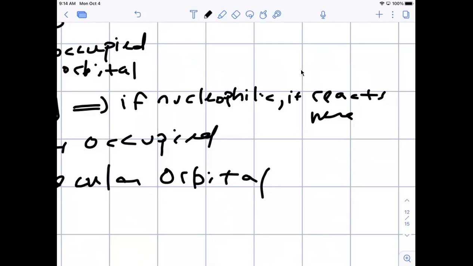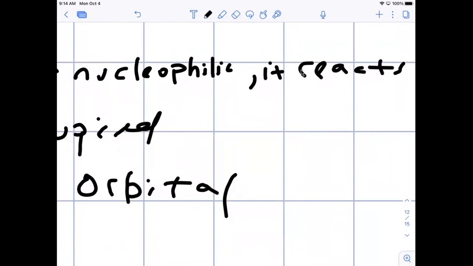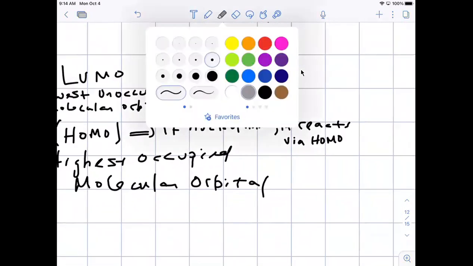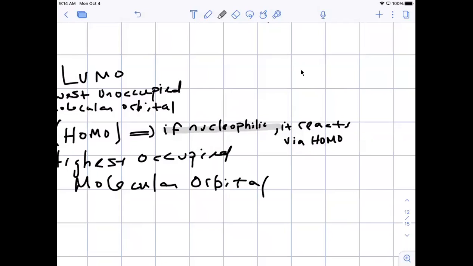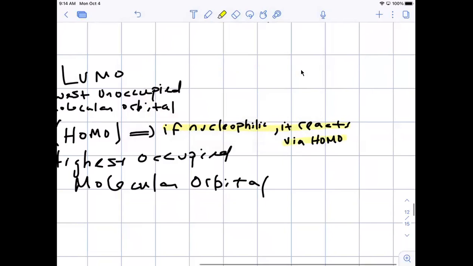And if that's the case, then whatever that molecular orbital is reacting with, somehow the signs of the orbitals have to match up. And I'm going to show you that in that transition state. So if it's nucleophilic, let me fix that up. It looks sloppy. Right? It'll react through the HOMO. All right, so only if it's acting as a nucleophile, it's going to react through the HOMO.